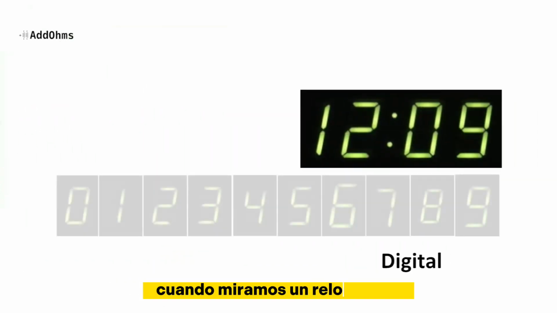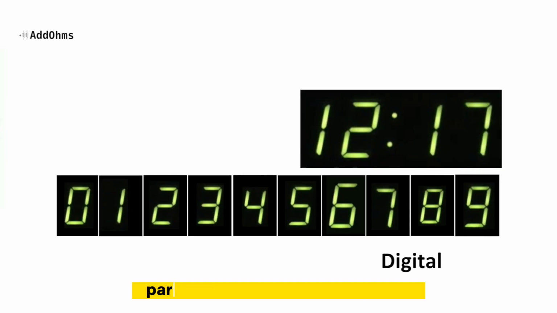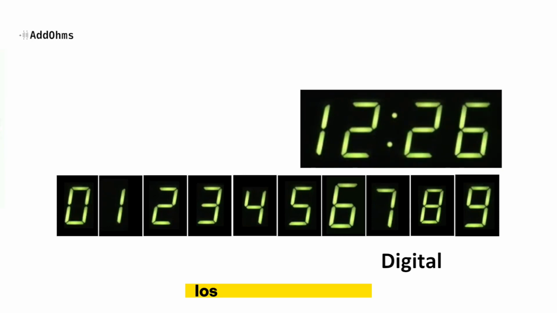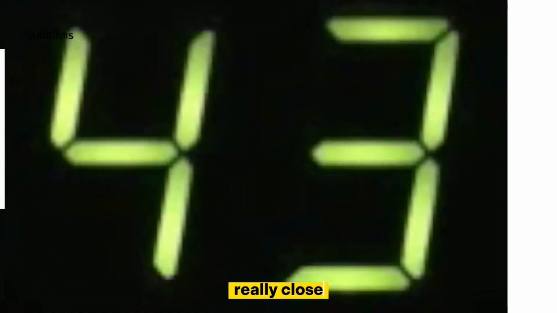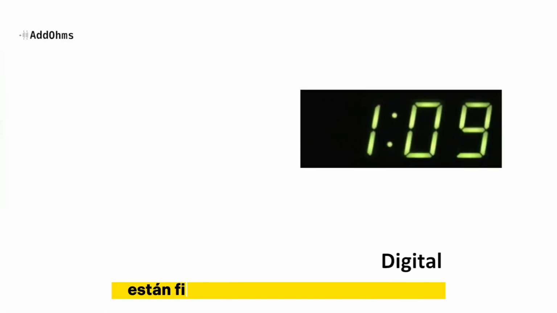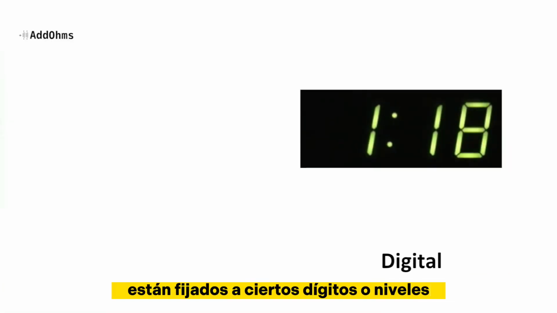When we look at a digital clock, all it can do is show us, for each digit of the time, the numbers 0 through 9. Even if we zoom in really close, we can't see how close the clock is to flipping to the next digit. So this means the increments of time are fixed to certain digits or levels.